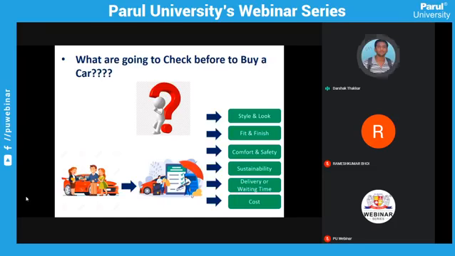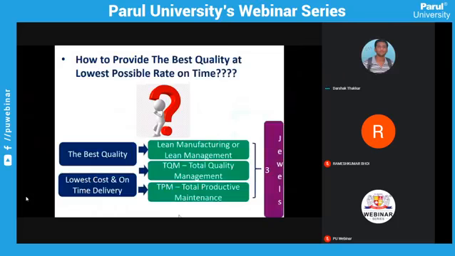So for that, we have to establish our company with the best quality standards, with the highest productivity, with the lowest waste, or with the lowest costing. So how do we provide the best quality at the lowest possible rate, on time? Basically, our main fundamentals are the best quality, the lowest cost, and on time delivery. Any of the industries work on this, right?